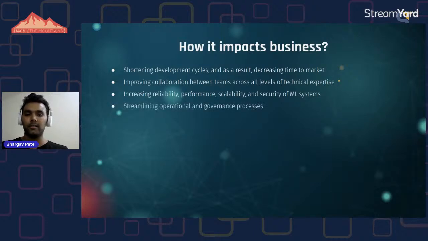Streamlining operation and governance process. This component comes when you are working with public data. You need to have a very strict operational and governance process to get the trust of the people and make sure that data is safe with you.